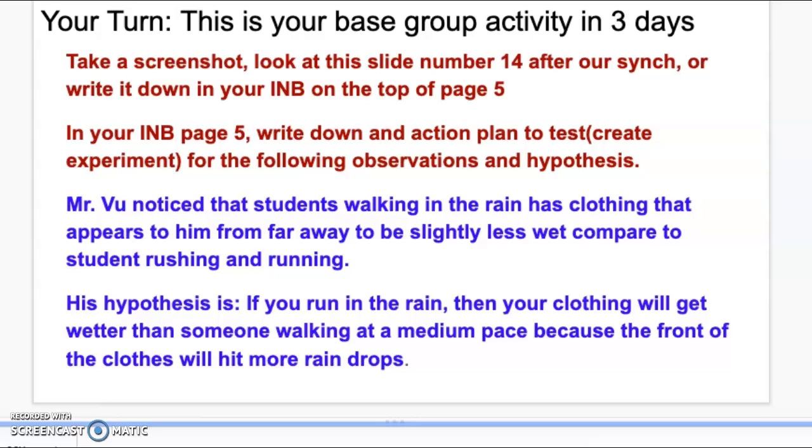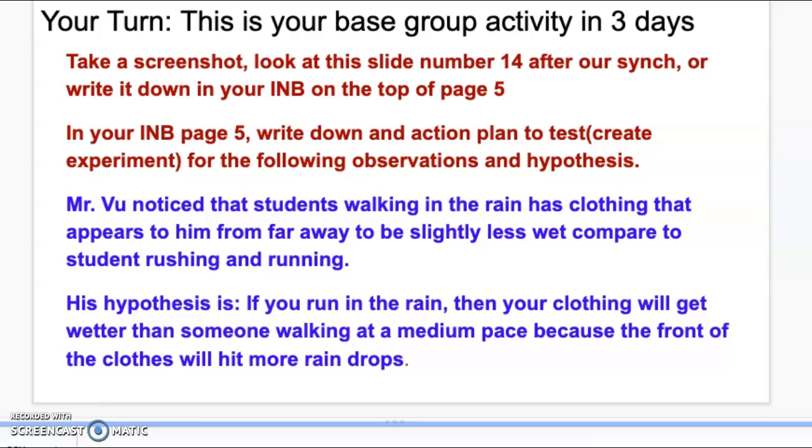When Mr. Wu wrote down that when he was driving home, he saw 2 groups of students leaving the bus. One group was wetter and one group was drier, okay? So the student walking in the rain had clothing that appeared to him to be slightly less wet than the group who was rushing and running. So from that, I write a hypothesis. Once again, it has to be if, then. If you run in the rain, then your clothing will get wetter.